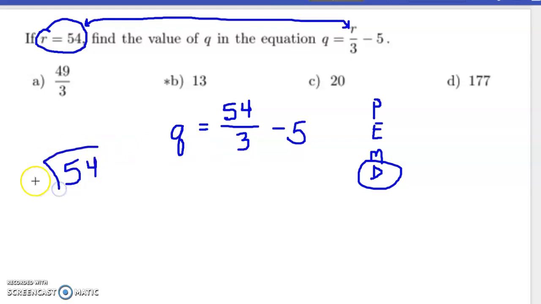And hopefully some of you guys know how to do long division, but you can always use a calculator. 3 goes into 5 once. 5 minus 3 is 2. Remember to bring down that 4. And 3 goes into 24 8 times.